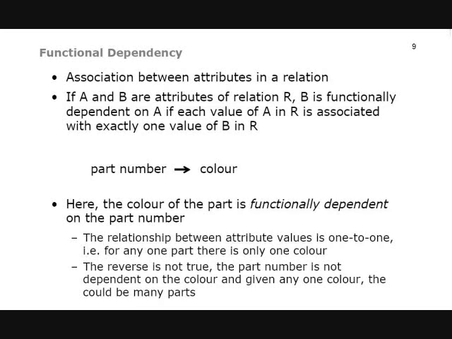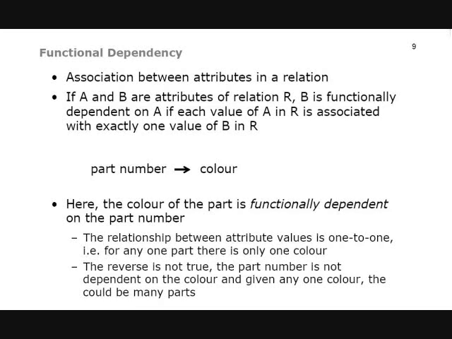Because that is how I said we are going to look at normalization. What I want to do is identify the data that should be together. So that I do by identifying what I call functional relations in the data. Functional dependencies in the data. And these are associations between attributes in the relation. For example, if I have an attribute A and an attribute B, which are both attributes of a relation, R, then I can say that B is functionally dependent on A if each value of A in the relation is associated with exactly one value of B.